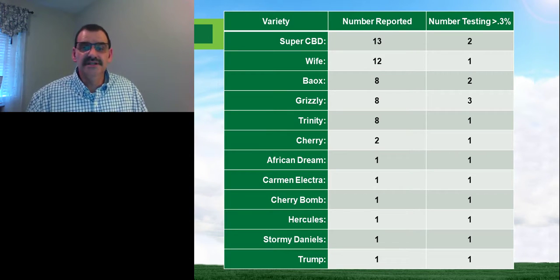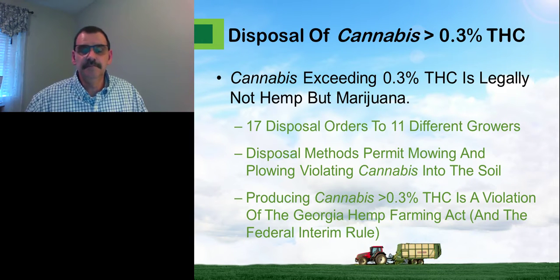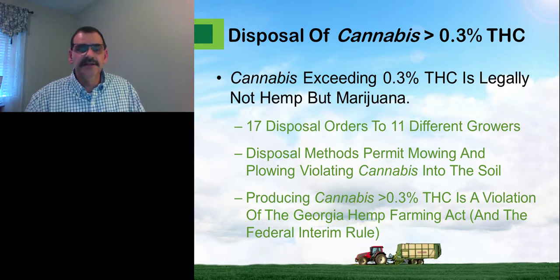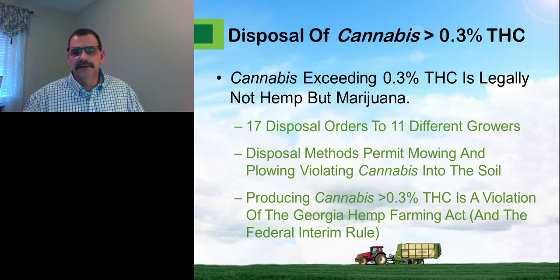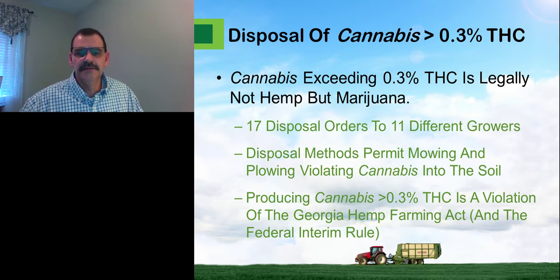Like I said, unfortunately, we did have some cannabis that tested over 0.3% THC. Technically and legally, cannabis that is over that threshold is not hemp. We've referred to it as non-compliant cannabis or something else, but legally it's marijuana. 11 different growers had non-compliant cannabis, and some growers had more than one variety come back over the limit, so they had to dispose of multiple varieties.